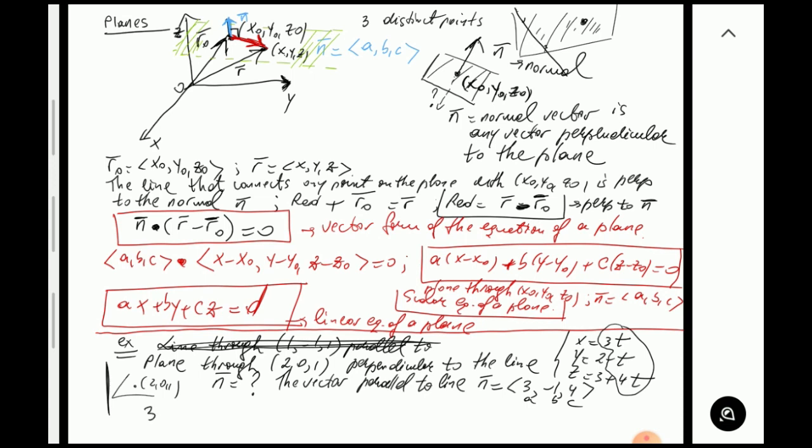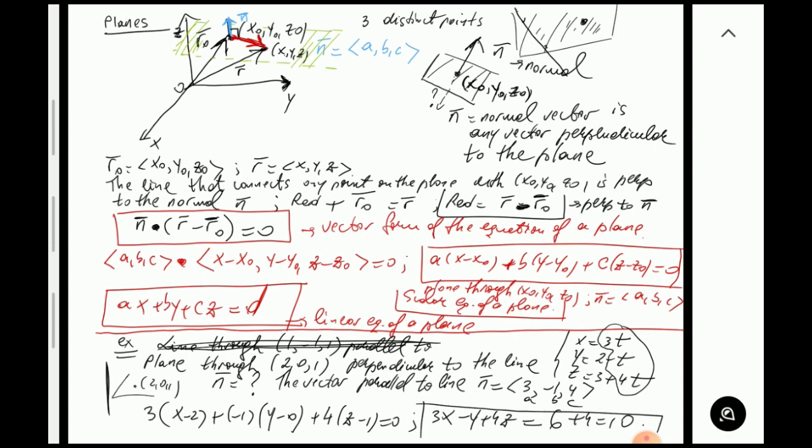So then the equation of the plane is going to be 3 times x minus 2 plus negative 1 times y minus 0 plus 4 times z minus 1 equals 0. If you expand this a little bit, that's going to be 3x minus y plus 4z, and move the constants to the right. Minus 6 becomes plus 6, 0 plus 4, equals 10. So 3x minus y plus 4z equals 10. So let's stay tuned for other examples.